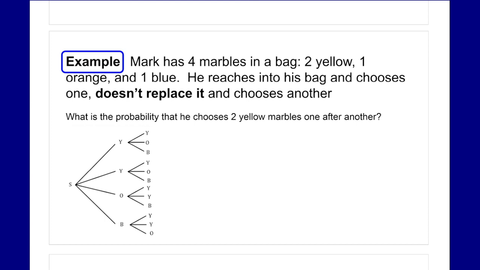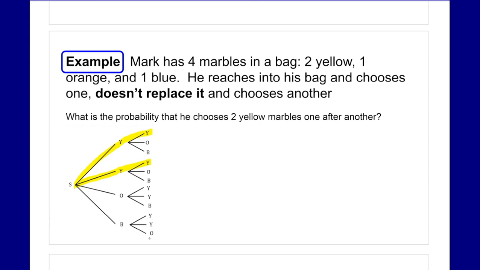So this changes everything in our second pick, because depending on what we picked the first time, those options are no longer available the second time. So let's look at which pathways give us 2 yellow marbles, one after another. We have the first one, we have the second one, that's it. There are only 2 pathways that give us the outcome we're looking for.